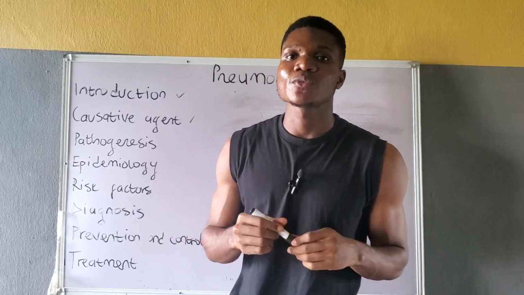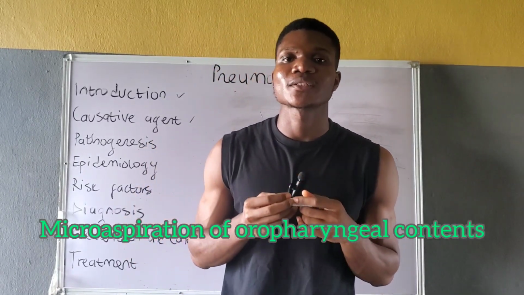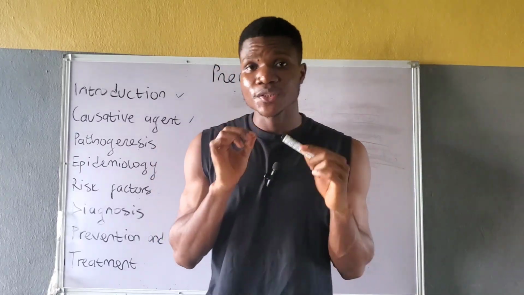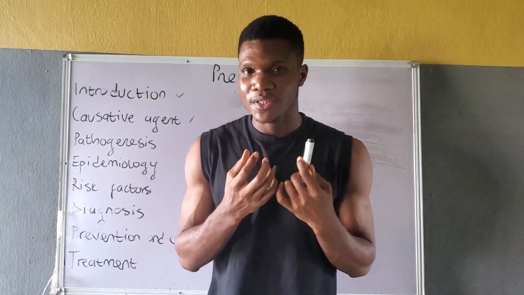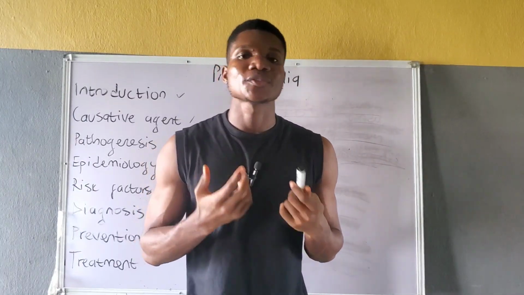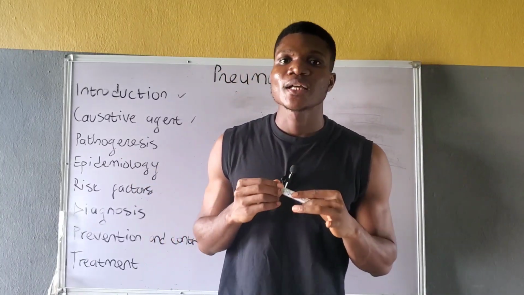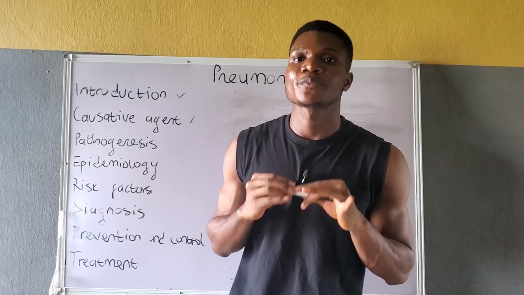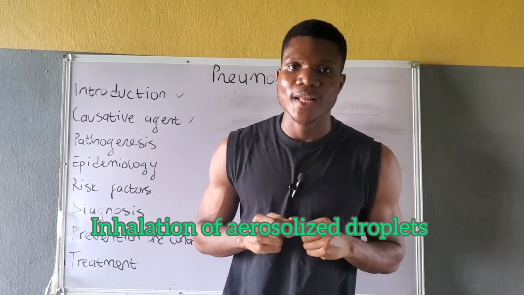These mechanisms include, one, micro-aspiration of oropharyngeal contents. This usually occurs when secretions within the mouth and throat are aspirated into the lungs, and these secretions can contain bacteria, viruses, fungi, pathogens in excess that are capable of causing pneumonia. Also, pathogens enter the respiratory tract and into the lungs via inhalation of aerosolized droplets.